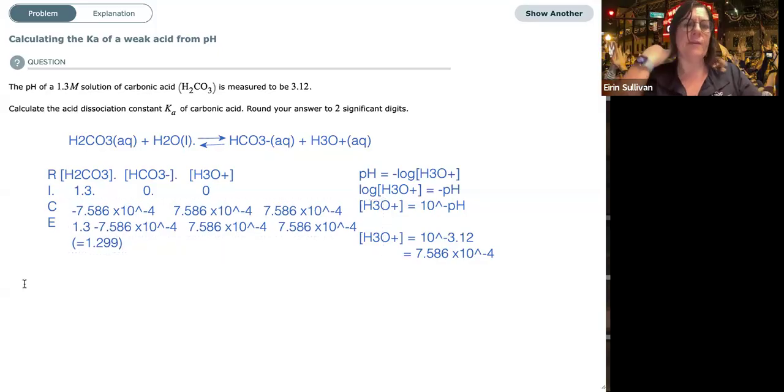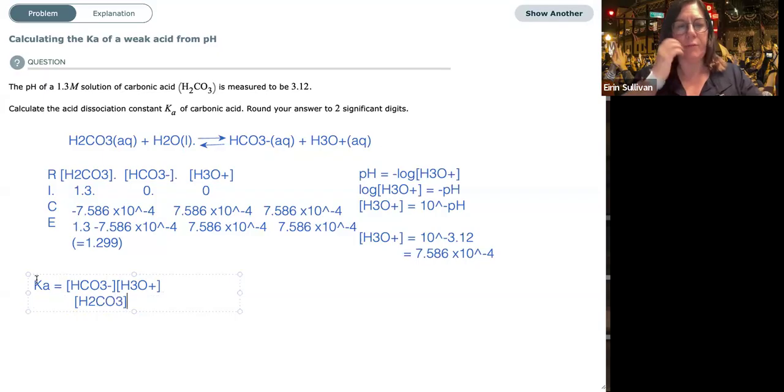Then, if you haven't already done so, which I didn't because I was busy talking, I should write my Ka expression for my equilibrium. So the concentration of products on the top, each raised to the power of their stoichiometric coefficient, which is 1. So that's just going to be itself, divided by the reactants. So that's just going to be the carbonic acid, because remember, we don't count water.